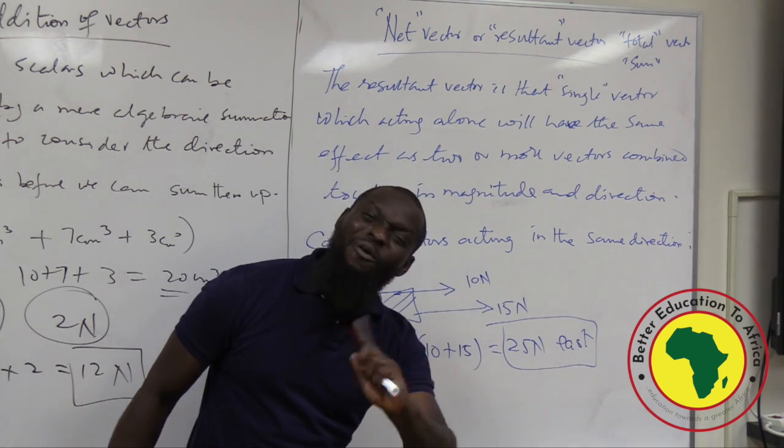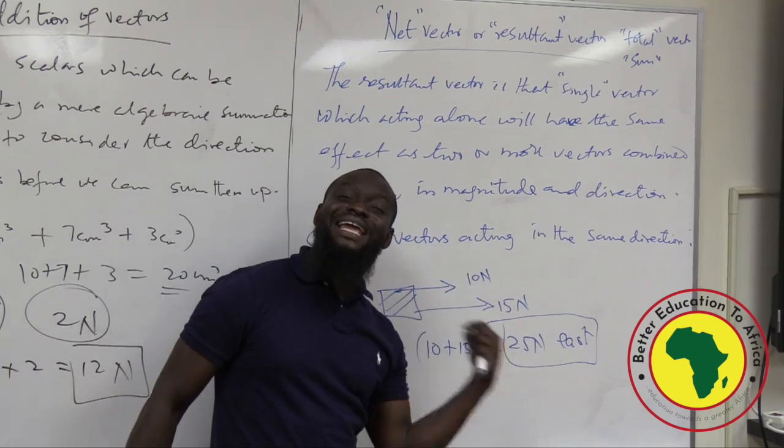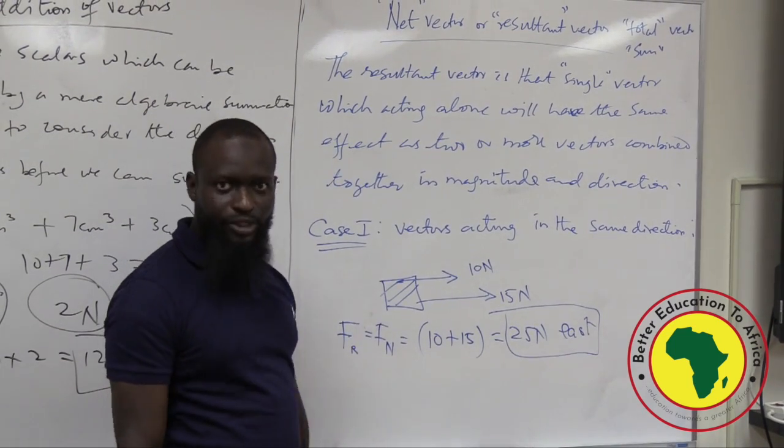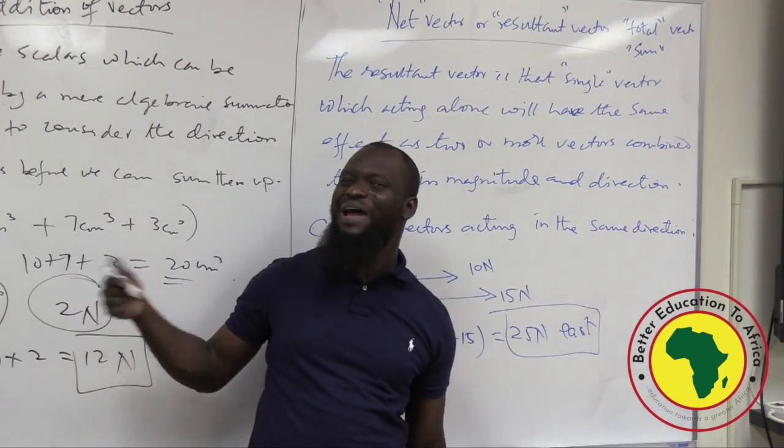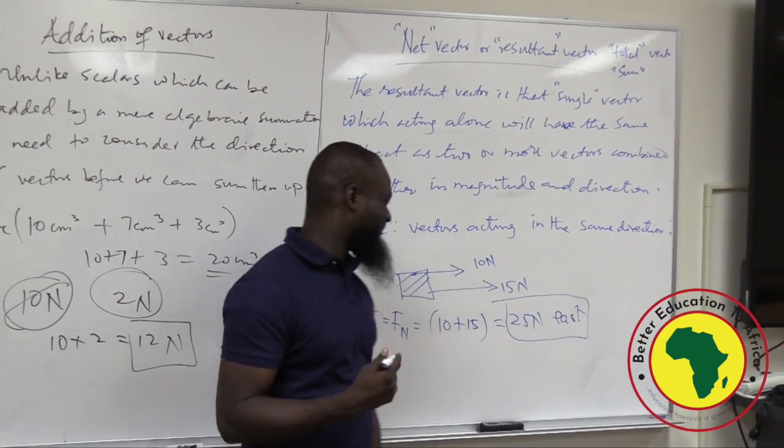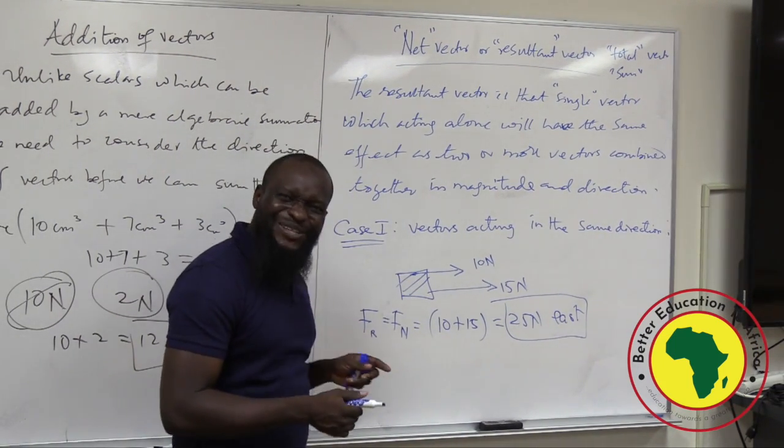So this is the only way I can add vectors when they are in the same direction. That is when I can add them like the way I add scalars, by mere algebraic summation. That is case 1. Vectors in the same direction.